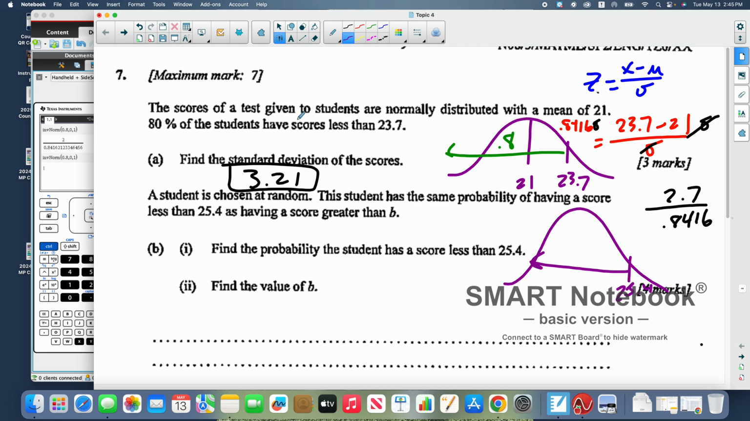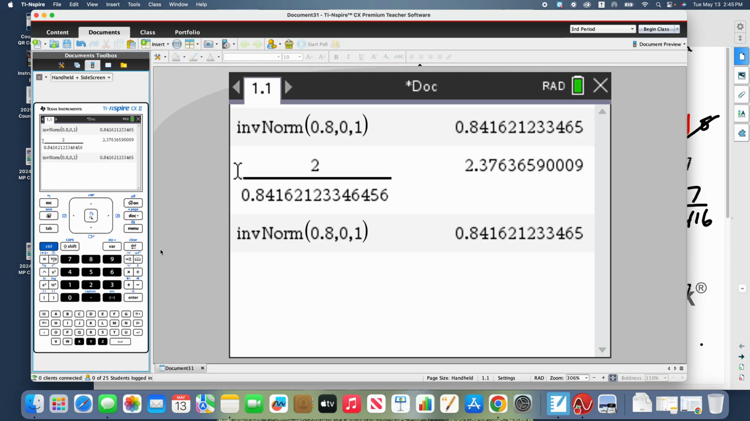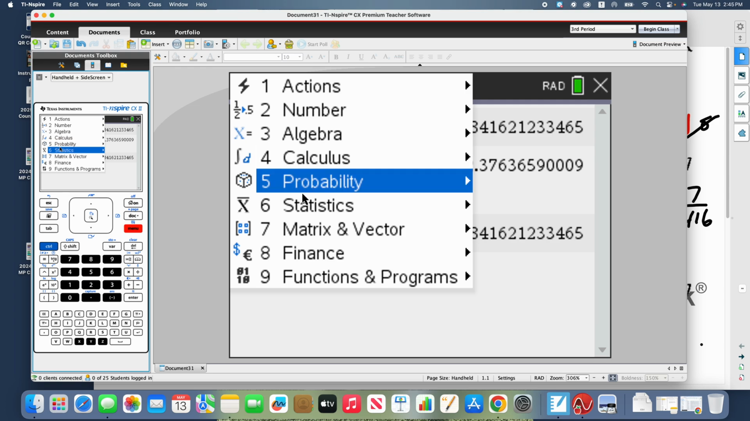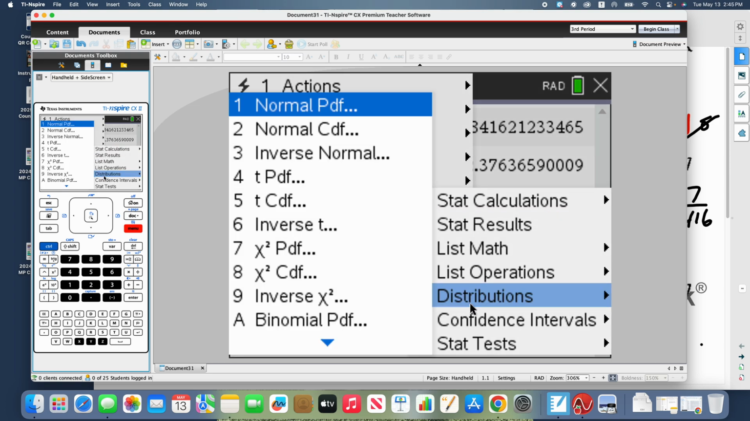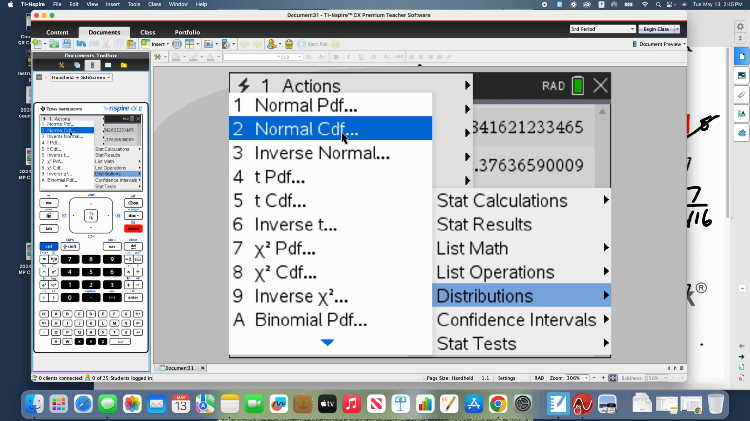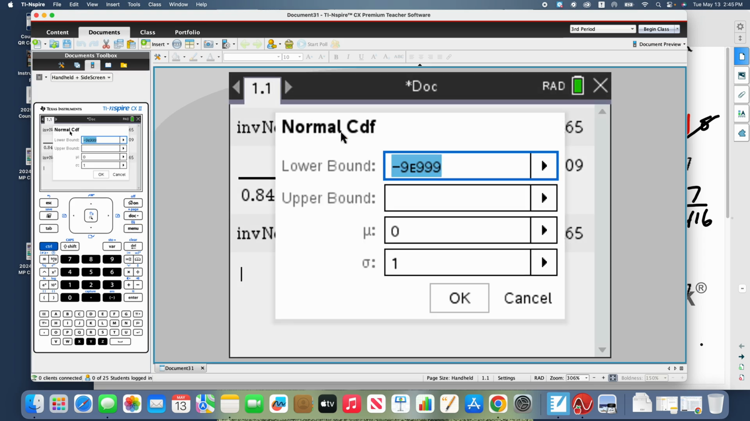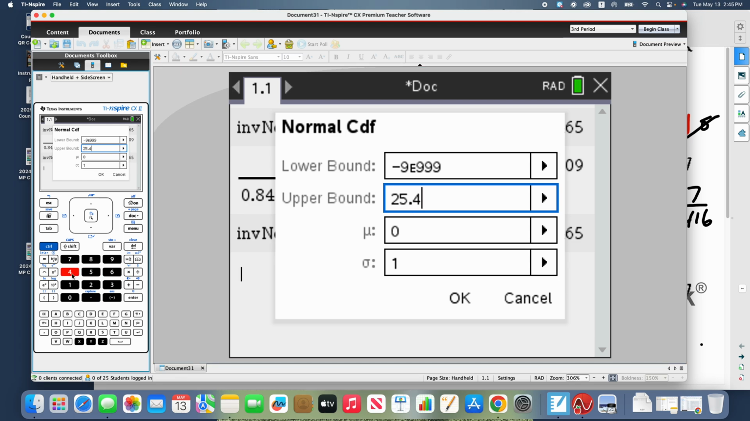So now, I'm gonna use my other normal distribution in the calculator. So I'm gonna use the normal CDF. The lower bound, negative infinity, is that correct? Yeah, that stays good. So I'm going everything less than the upper bound, which was 25.4, is that correct? My mean was 21, and now I can do this problem because I know the standard deviation.